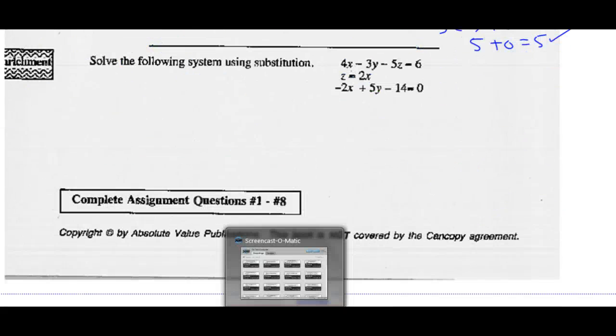All right, so we've got this enrichment question. We'll do that enrichment question maybe in class if we get a chance. So right now I want you guys to do the questions you're supposed to do from numbers 1 through 8 on this assignment. All right, there you go.